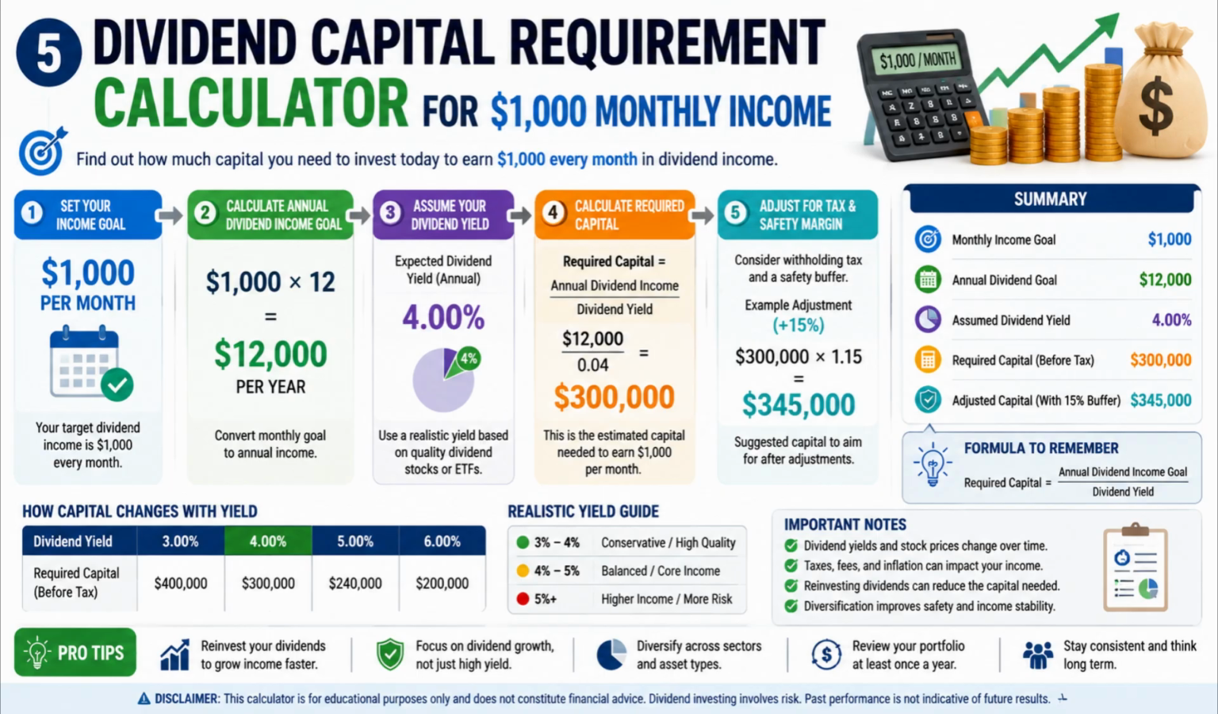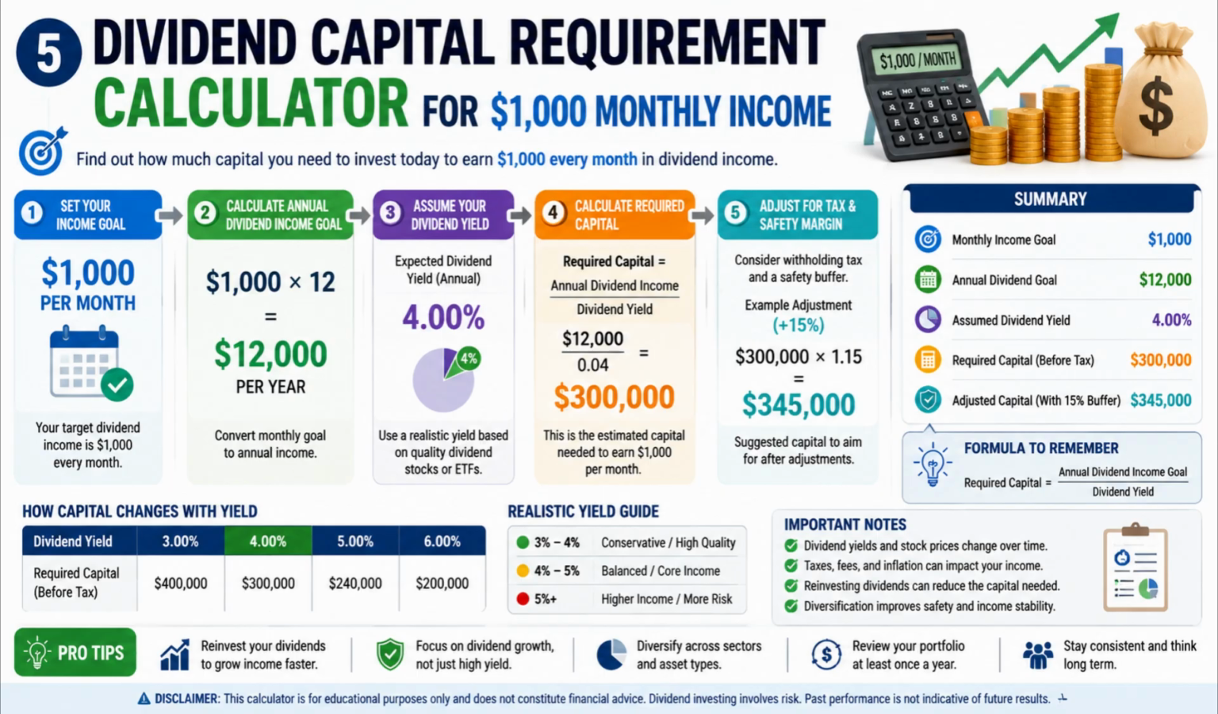Then, calculate the estimated capital requirement by dividing the annual dividend income goal by the expected dividend yield. The formula is required capital equals annual dividend income divided by dividend yield. Therefore, $12,000 divided by 0.04 equals $300,000. This means that, at an assumed 4% annual dividend yield, an investor may need approximately $300,000 in invested capital to generate $12,000 per year, or an average of $1,000 per month, before taxes, fees, and other adjustments.